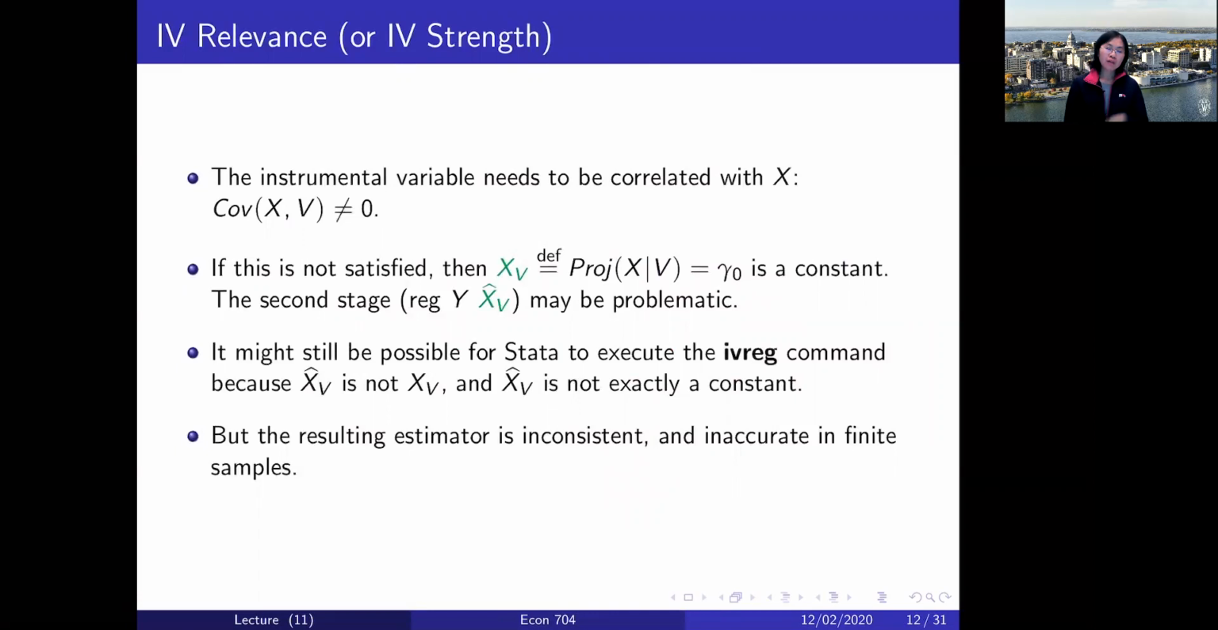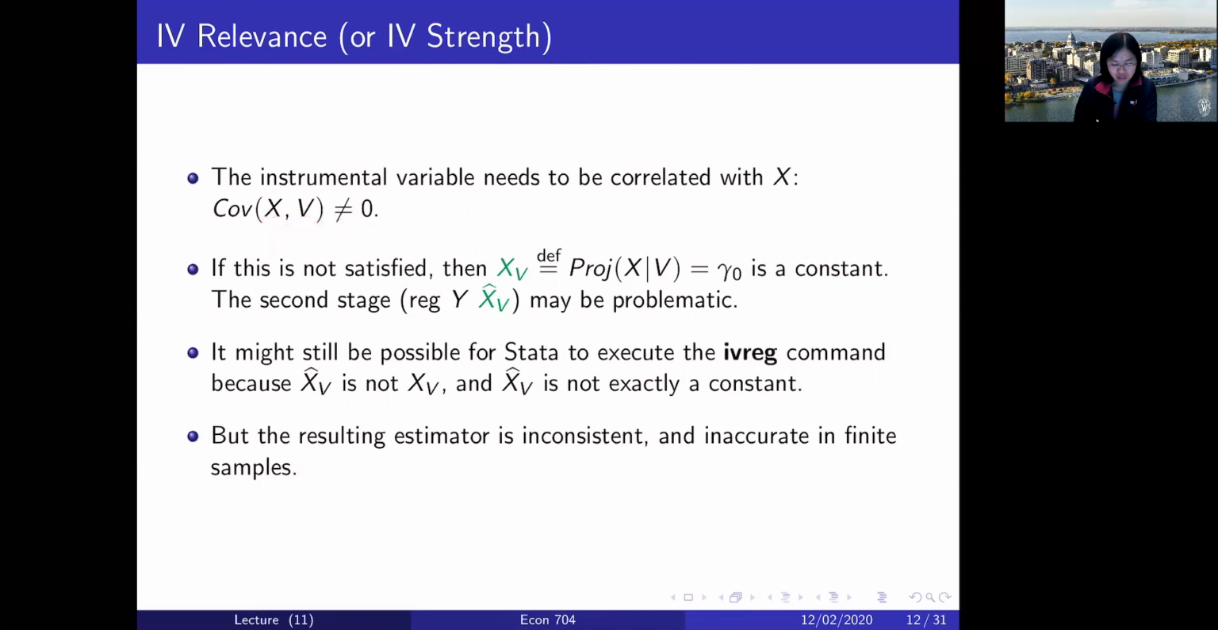So we already know why the exogeneity condition is useful, right? If V is exogenous, it helps us to separate X into two components, one good part and one bad part. Why do we need the relevance condition? Why do we need the instrumental variable to be correlated with X?